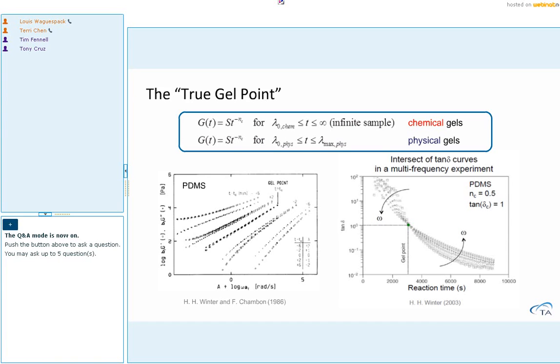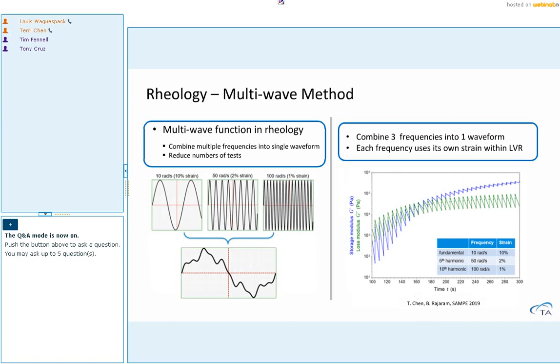This means you have to conduct multiple tests at different measurement frequencies. Multiple runs means multiple sample loading, multiple sample preparation, and also longer tests. So then the question is, is it possible that we can use one single experiment to get all the information for multiple frequencies? The answer is yes. Actually, in rheology analysis, there is a useful technique called multi-wave.